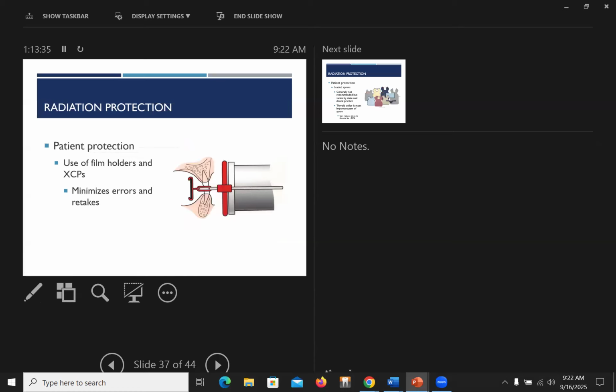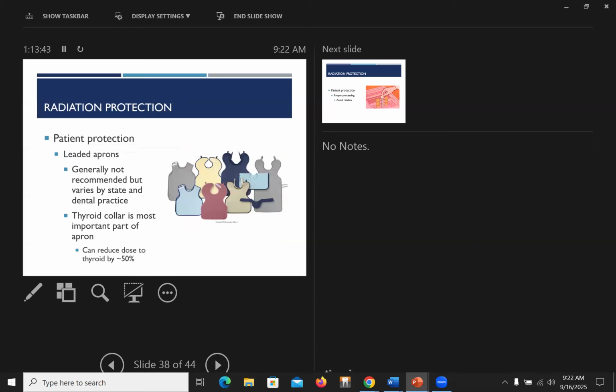XCPs help to minimize errors, and therefore help to minimize retakes. That's why pretty much most people use them universally. Some people prefer something called a snap array. It holds a film. We'll use it in class so you guys can look at it and play with it. Some people really like using snap arrays. Some people like taking all their bitewings without the ring. They were trained on it and they take good x-rays. But in general, the XCP system has helped people who maybe weren't as intuitively good at taking films, and kind of standardizes the x-rays. That's why you'll find them in most all offices.